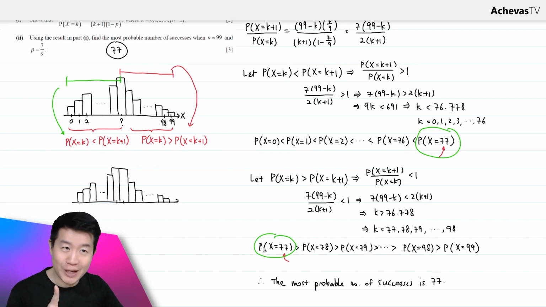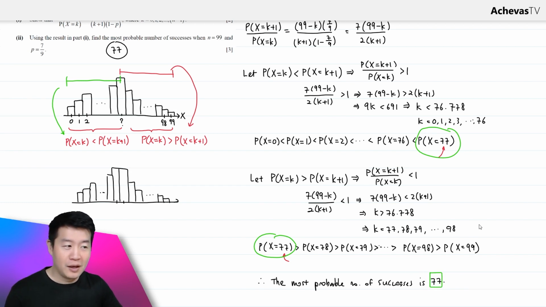Okay, but please take note that this question isn't asking us for the probability. This question is asking us for the value of x that gives us the highest probability. That is why my answer is 77, not the probability.